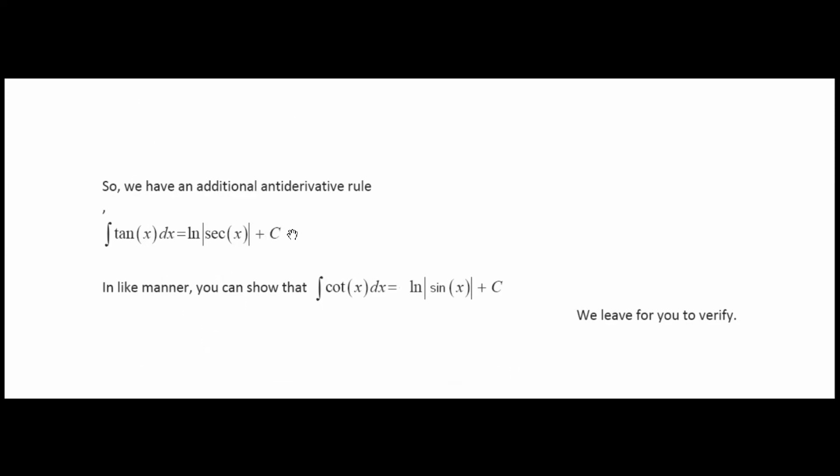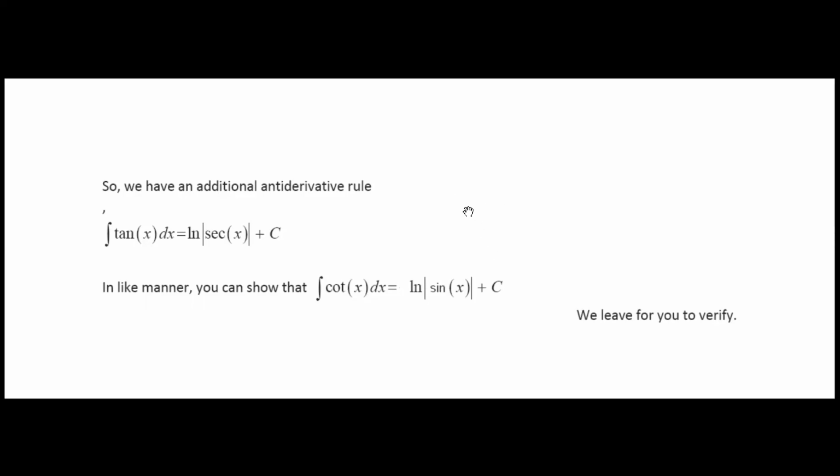Rather than as minus 1 over the cosine. Okay, so now in like manner we could show the integral of the cotangent is this quantity. We're not going to do that for you. We will give you a hint. You're going to write the cotangent as cosine over sine and let u be the sine. So try that on your own, if you will.